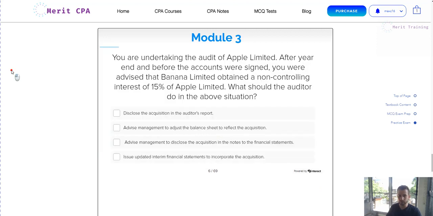to use. All right, next question is, you are undertaking the audit of Apple Limited. After year end, before the accounts were signed, you were advised that Banana Limited obtained a non-controlling interest of 15% of Apple Limited. What should the auditor do in the above situation? So keep in mind the dates. This is after year end.